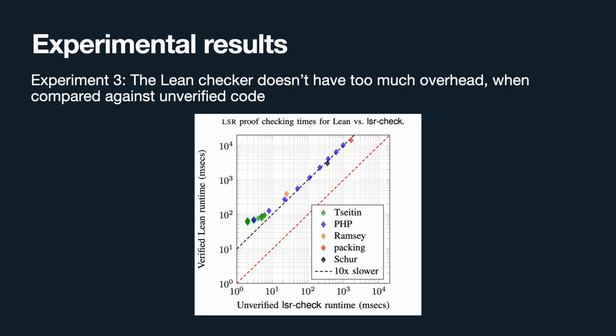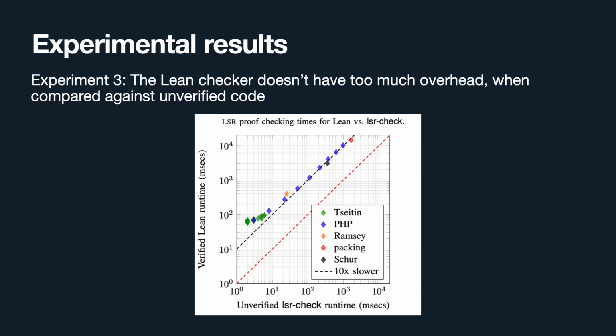And finally, we wanted to see how much of an overhead we had when we ran our verified checker against an unverified checker written in C. So once again, we have our Lean checker on the y-axis and our unverified checker on the x-axis. And by and large, we have about a 10 times slowdown when compared against the C checker.